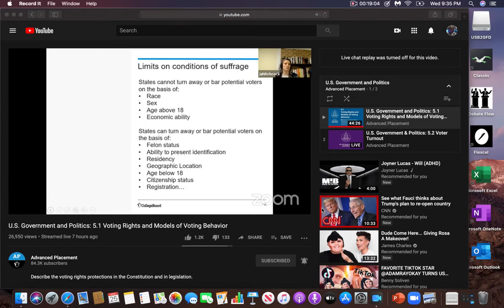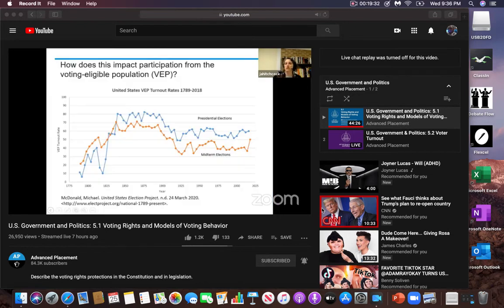Geographic location. Most of us, all of us, vote in polling precincts. You can't turn up to a precinct that you're not tied to geographically, unless the state has made an allotment to erase some of those boundaries. Things like being below the age of 18, we just talked about that. Citizenship status, registration, those are all things that the states have created as a way of classifying those who can and those who cannot vote.